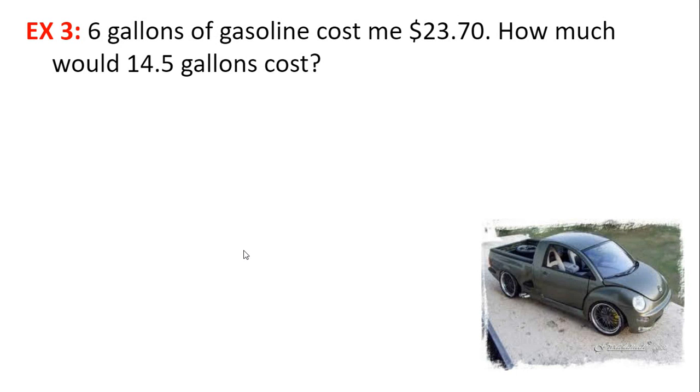Last example. It says 6 gallons of gasoline cost me $23.70. How much would 14.5 gallons cost? I started off by writing my ratio, $23.70 over 6 gallons. And the reason I put gallons in the denominator is because eventually I want to figure out 14.5 gallons. So I'm going to need to figure out 1 gallon.